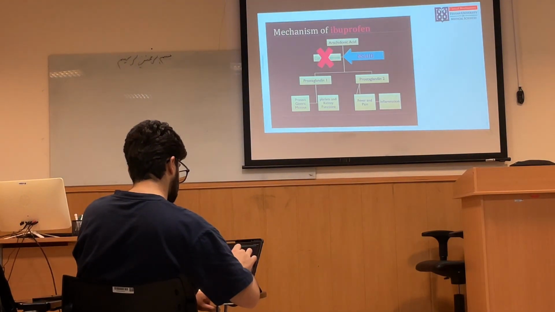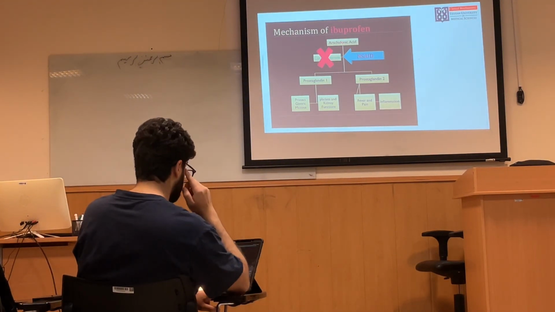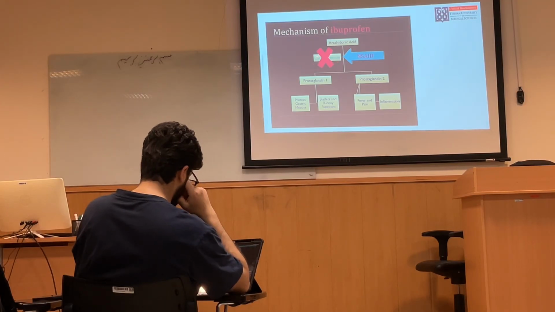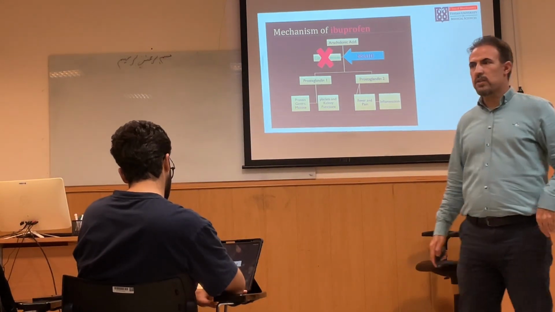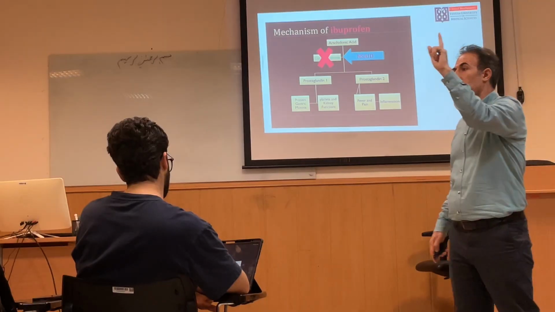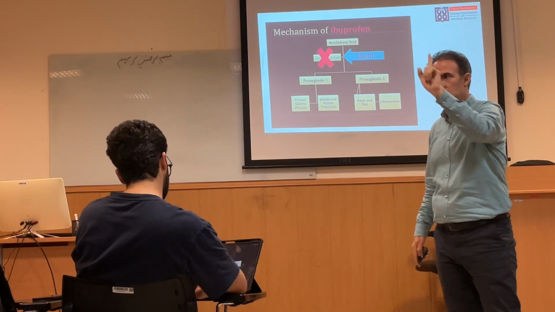For this one, this NSAID stops the arachidonic acid converting to prostaglandin. What is the enzyme here? Cyclooxygenase. We just start this prostaglandin from one fatty acid. What is the fatty acid? Arachidonic acid.